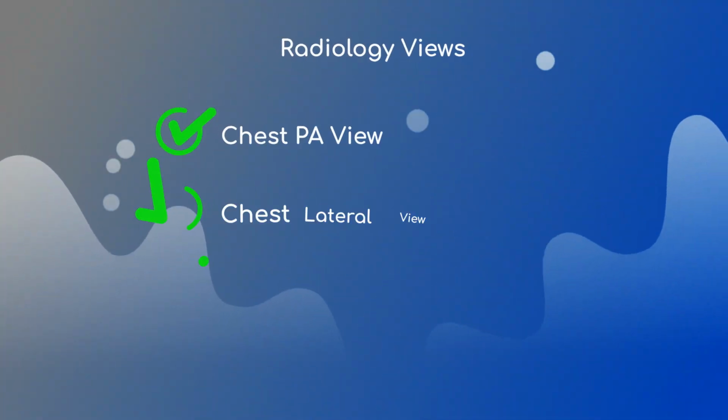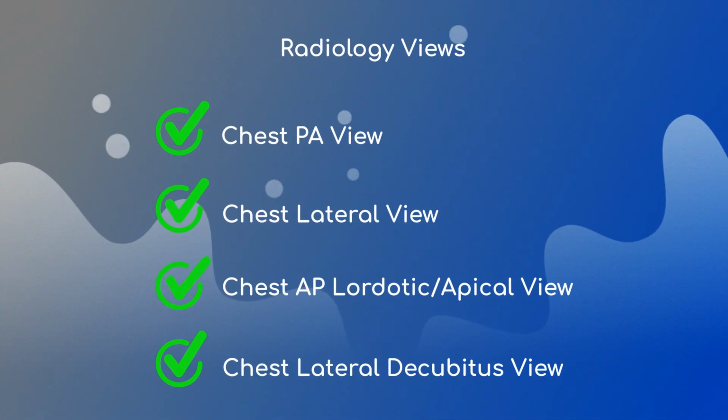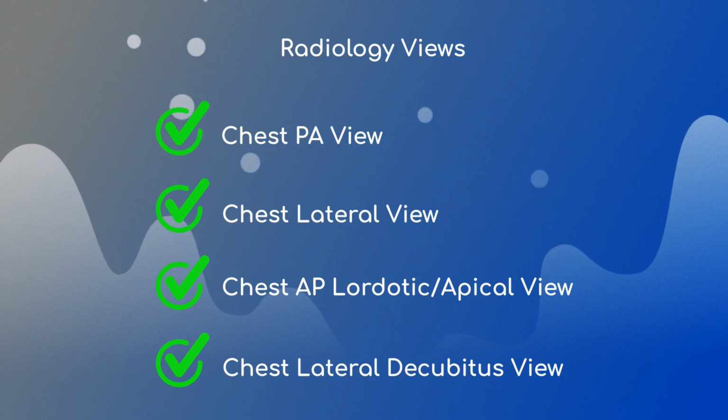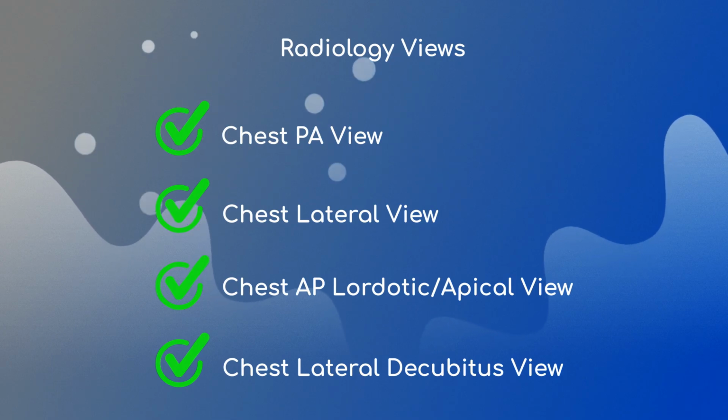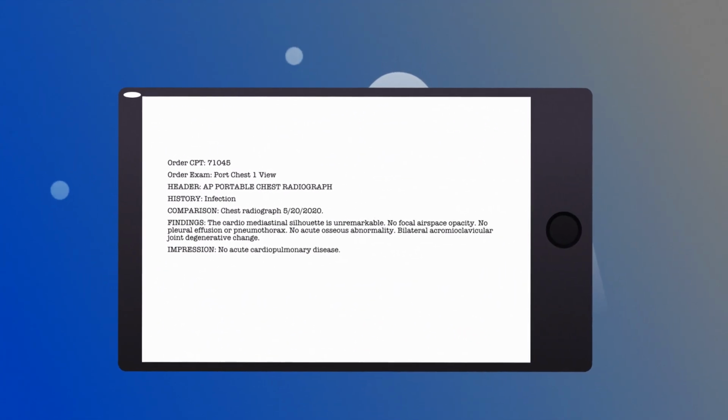Some common views used in chest imaging include PA and lateral, AP supine or portable, apical or lordotic view, lateral decubitus, right or left. Report coding breakdown. Exam: portable chest, 1 view. Header: AP portable chest radiograph. History: infection. Comparison: chest radiograph from May 20, 2020.